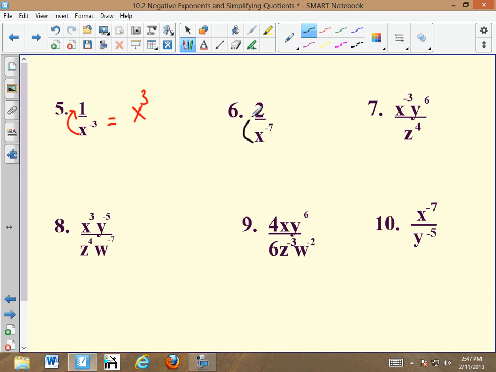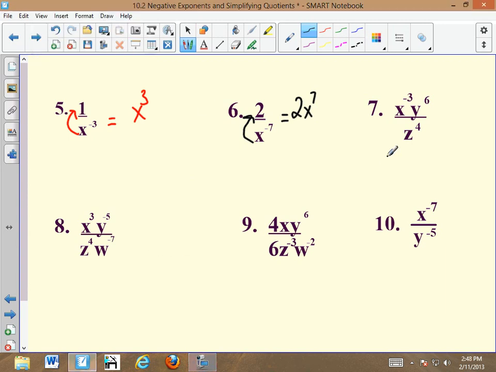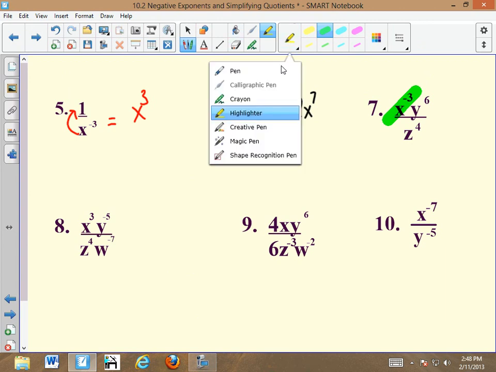X to the negative 7 needs to move up. Now, there's already a 2 up here, so it becomes 2 times x to the positive 7th power. Okay, so now things are getting a little more complicated. This x is to the negative 3 power. We can't have that. It has to move.